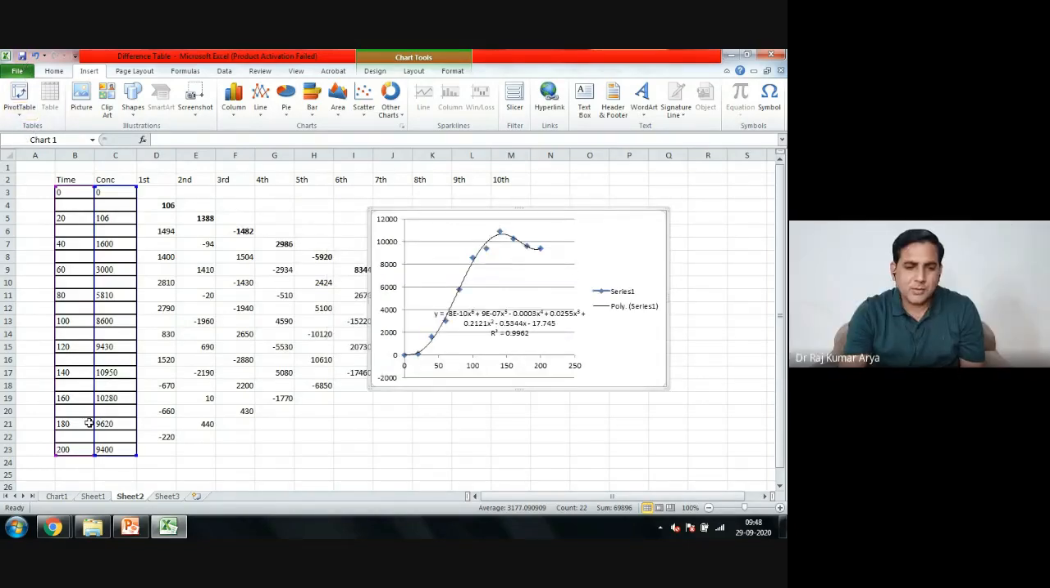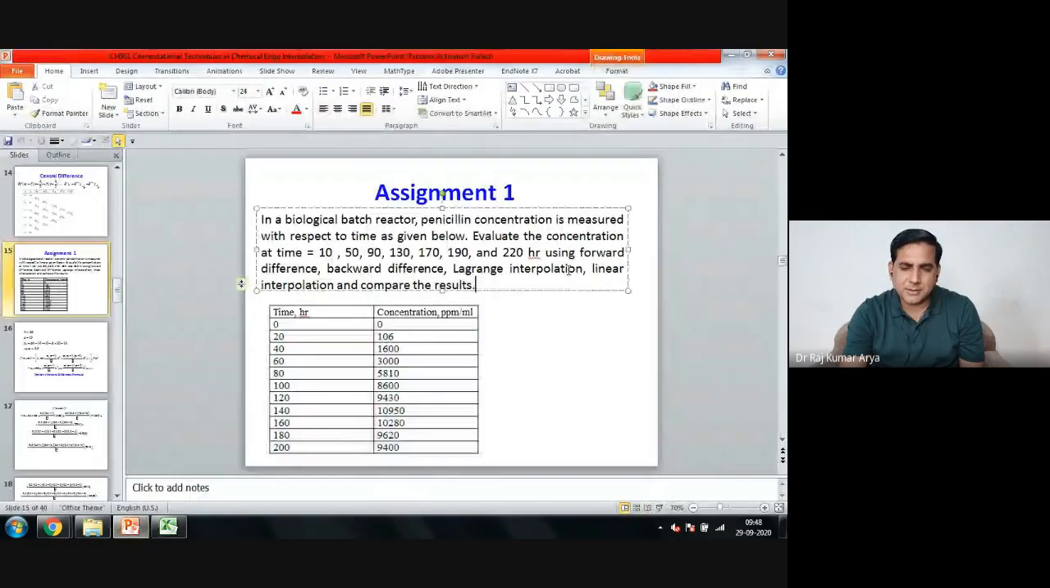Now we have the next part here. This question I think you would complete by tomorrow's class, and for backward, forward, for your Lagrange and linear also. So you will make a table there. Once you do all this calculation, in that table you will say time t equal to 10, your answer from forward is this, answer from backward is this, answer from Lagrange is this, and answer from linear is this. So you will make it that way. Fine?